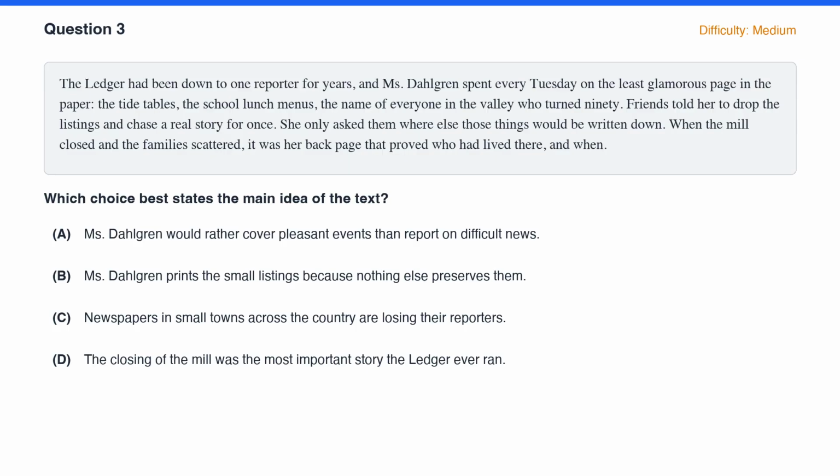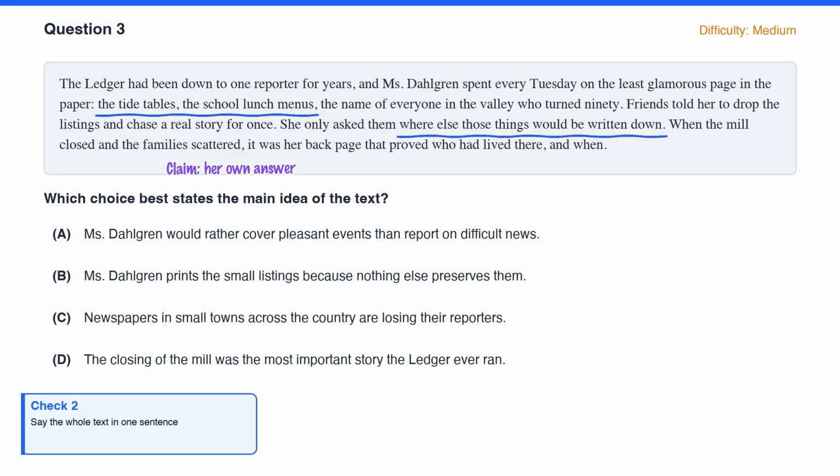Question 3, and this one is a person, not a study. Same 3 checks. She spends every Tuesday on the least glamorous page, the tide tables, the school lunch menus, the name of everyone in the valley who turns 90. Her friends tell her to drop the listings and chase a real story. And then comes the line that carries the whole passage. She asks them where else those things would be written down. Check 2. Say the whole text in one sentence. She keeps the small listings because the paper is the only place they exist.